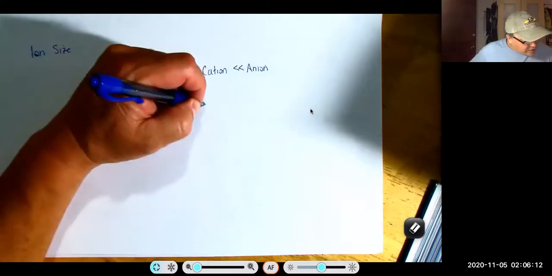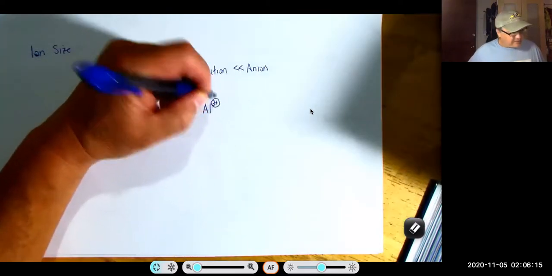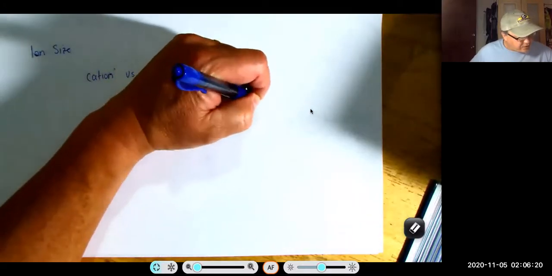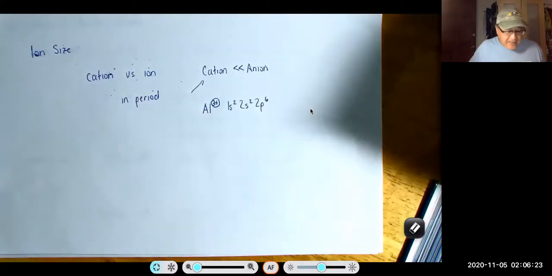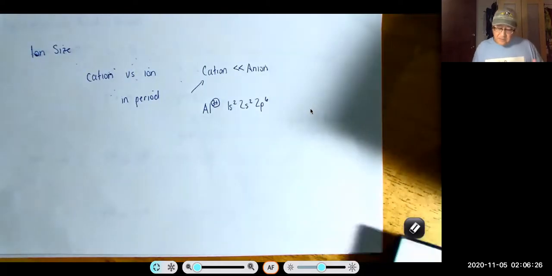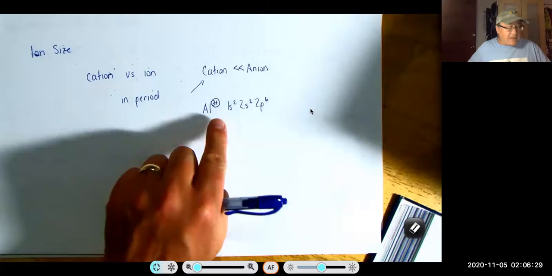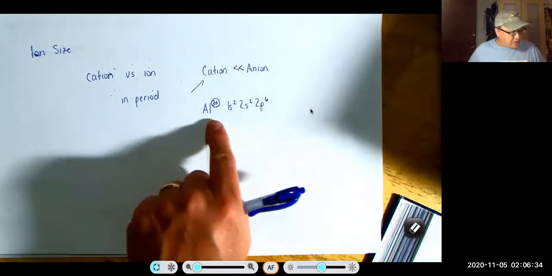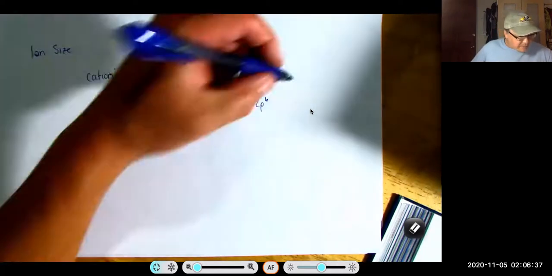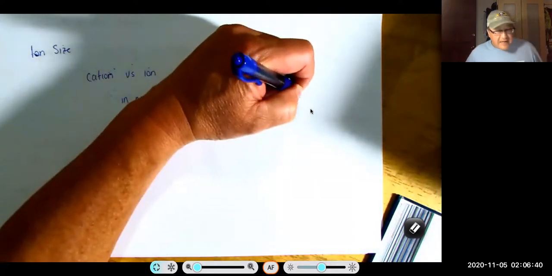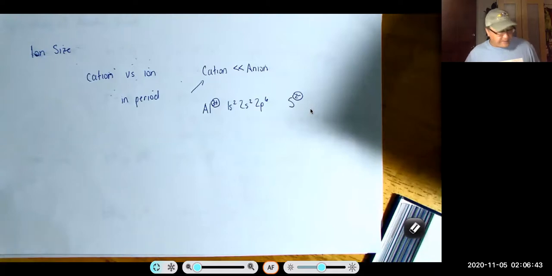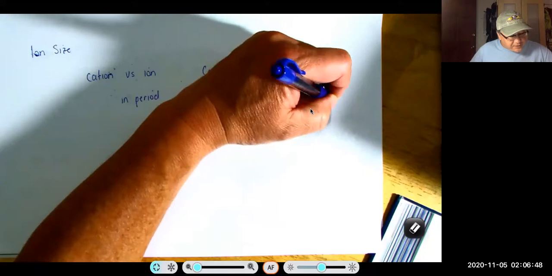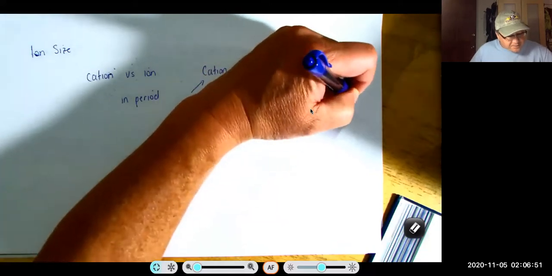So when we look at the aluminum cation, it's going to be 1s2, 2s2, 2p6. And aluminum is atomic number 13. And when you have a 3+ charge, you're going to have 3 electrons less than 13, or 10. So this is what aluminum plus 3 looks like. And if you look at the sulfide anion in the same period, it's 1s2, 2s2, 2p6, 3s2, 3p6.